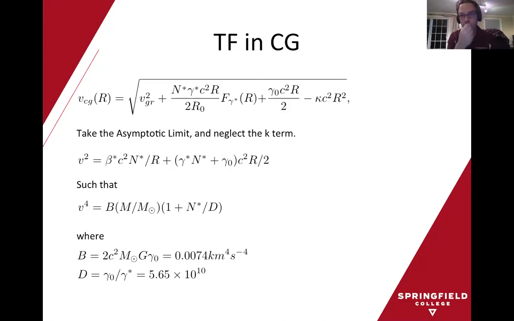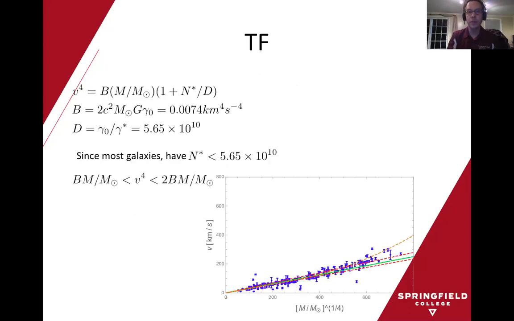But conformal gravity goes a step further because it has this 1 plus n star over d term. And if we look at what d is, it's about 5.65 times 10 to the 10, which, by the way, is basically the mass of most average spiral galaxies. Namely, we now see not only the leading term, V to the 4th proportional to mass, but a deviation term that only the largest of galaxies will show, okay?